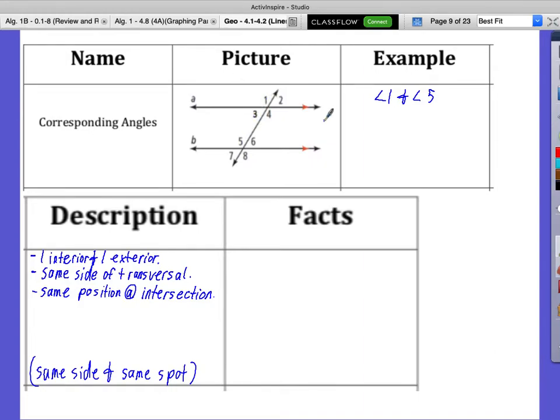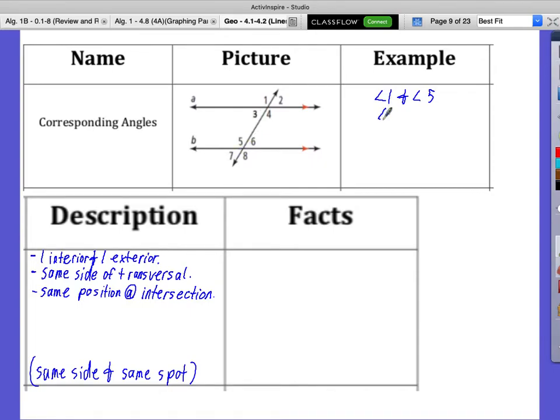They correspond with each other. They go with each other, okay? One's interior, 5 is, and one's exterior, 1 is. And they're on the same side of the transversal. They're both on the left side of the transversal. Okay, so would 5 and 7 work? Not 5 and 7, but 1 and 5. Why would it be 5 and 7? Because one's exterior, one's interior. But are they in the same position at the intersection? This one's at the top left. Is this one at the top left?